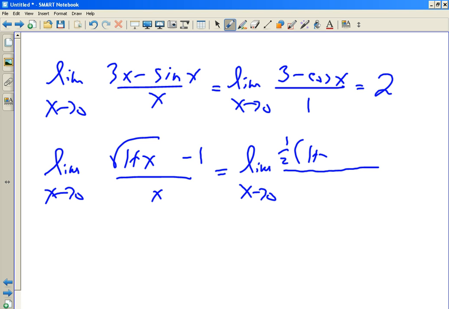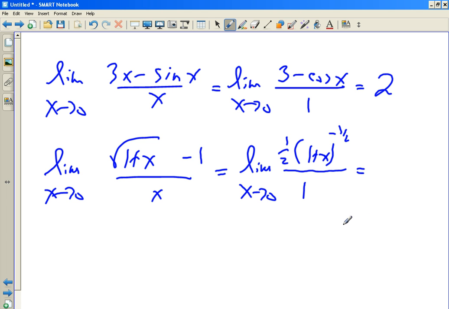1/2 u to the negative 1/2 times du, but du would be 1, right? What's the derivative of this part? 0. What's the derivative of this? 1. So I guess I don't need all this stuff here. And so what does that equal? Is that still 0 over 0 case, or do you have an answer?